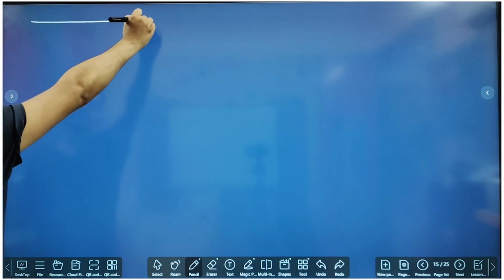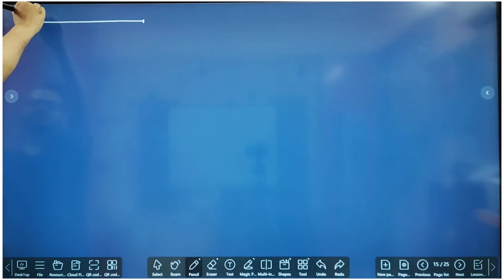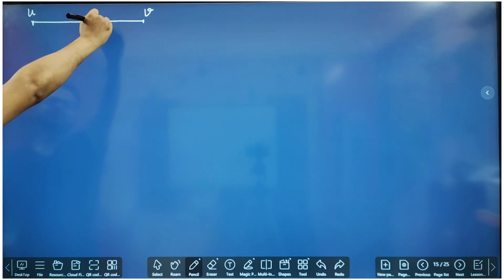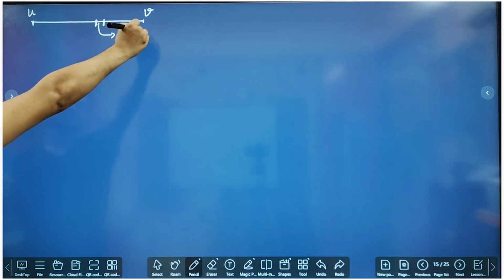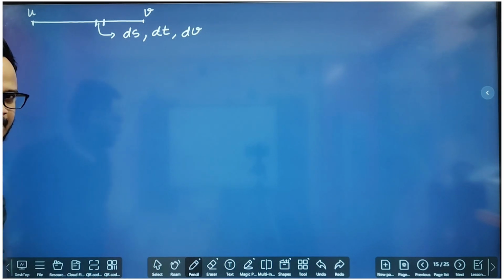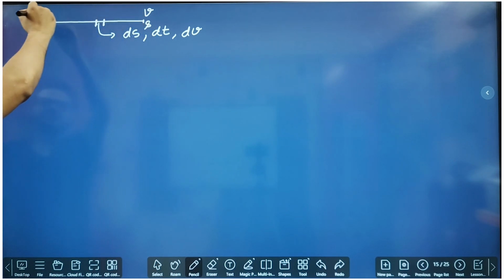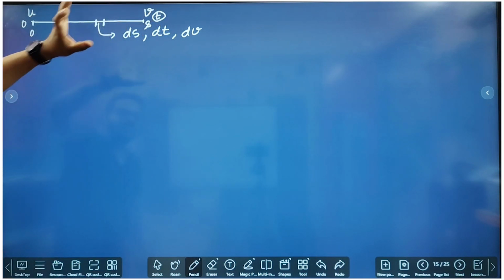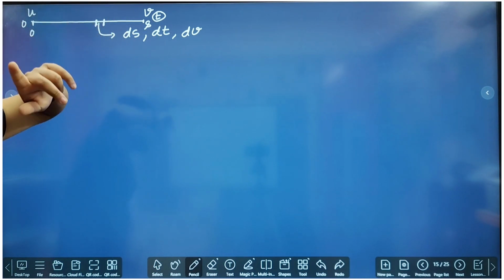Now we will derive these three equations using the calculus method. Now the situation is same. The velocity of the body here is u and here it is v. Take a very small portion of the motion of this body in which the distance of the body is ds, time taken by body is dt and velocity change is dv. This distance is 0 and total distance is s. Time here is 0 and this time is suppose t. So the limits of time are 0 to t, limits of distance are 0 to s, and limits of velocity are u to v.